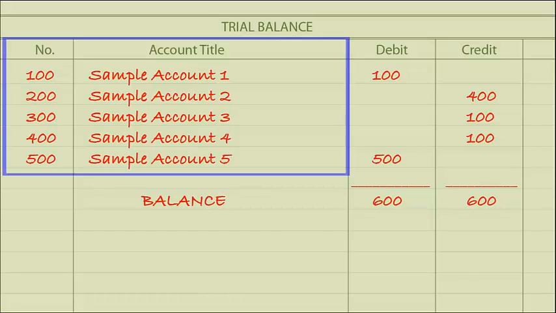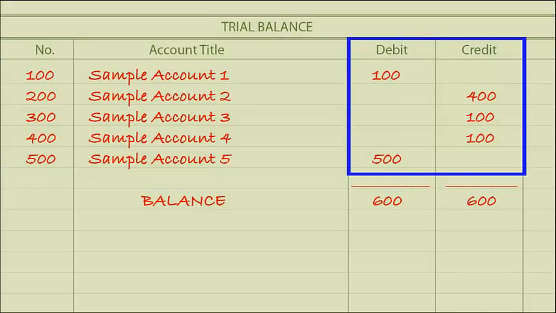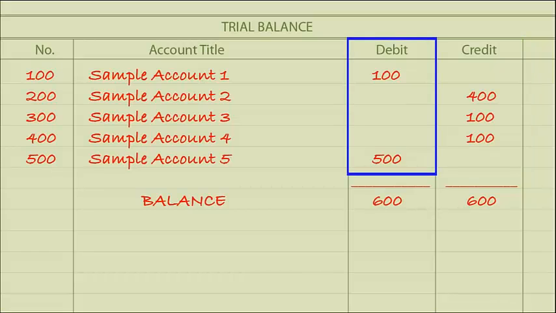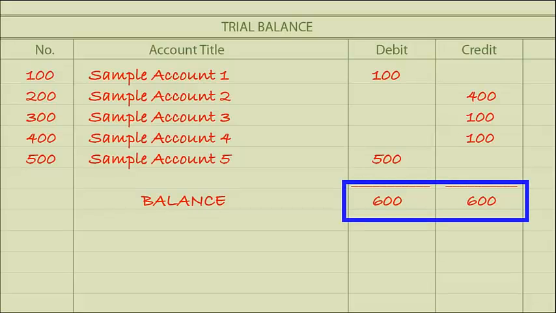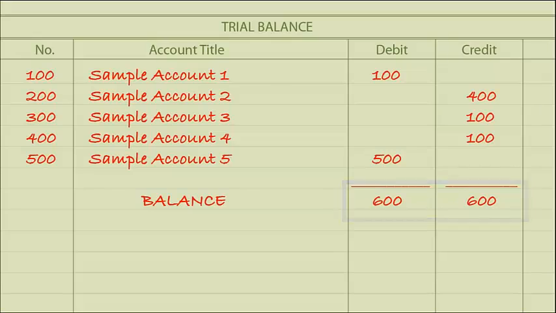As seen here, the first columns are where the account's titles are shown. The next two columns are where the account's balances are shown. The accounts that have a debit balance will show their balance in the debit column, and the accounts that have a credit balance will show their balance in the credit column. In this example, the sum of all of the debit balances equal the sum of all of the credit balances.